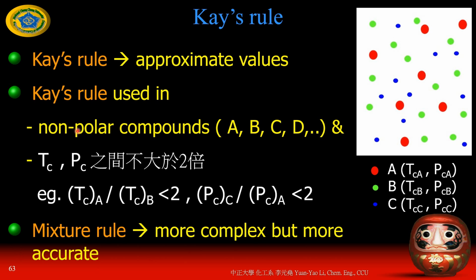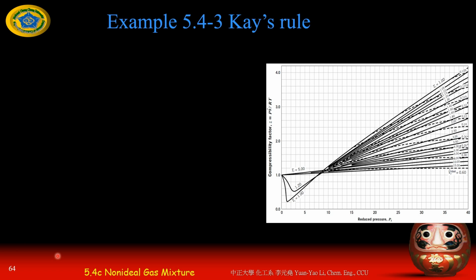Remember, we just told you the Kay's rule and the mixture rule. The mixture rule is more complex but more accurate, but we are not going to introduce this one anyway. Okay, so this is the example. I want you to work with me. Kay's rule.